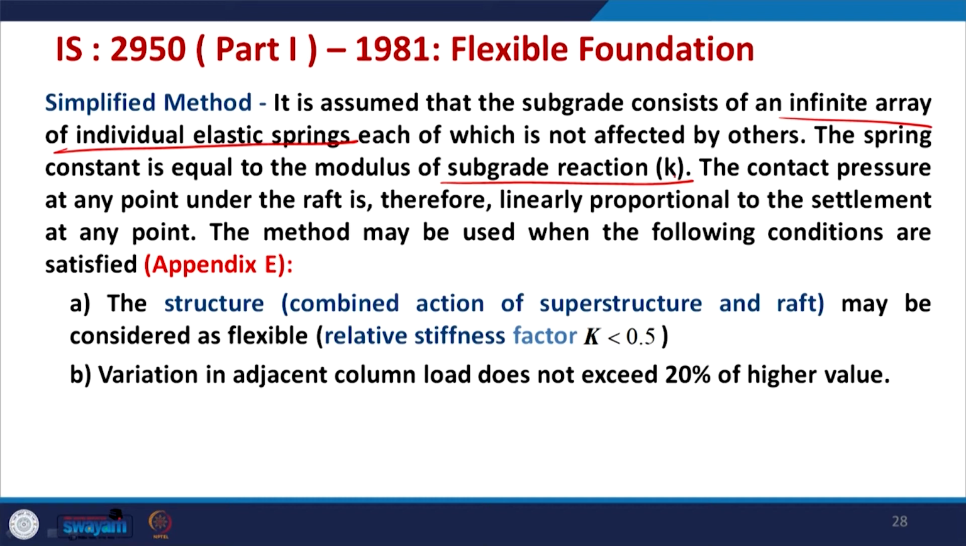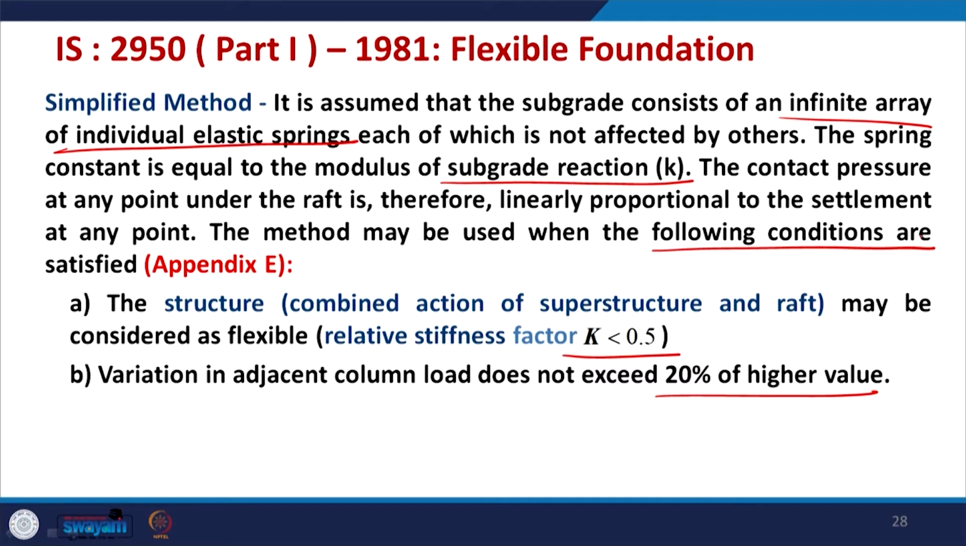The structure, that means the combined action of a super-extended raft, may be considered as flexible, that means the relative stiffness factor k should be less than 0.5, and the variation in adjacent column loads does not exceed 20% of the higher value. Here it is important to note that both of the conditions need to be satisfied. It is not either. So, first of all, the structure should be flexible, so the value of k should be less than 0.5, and the variation in column load should not be more than 20%.